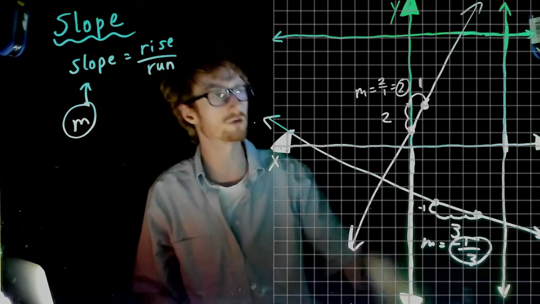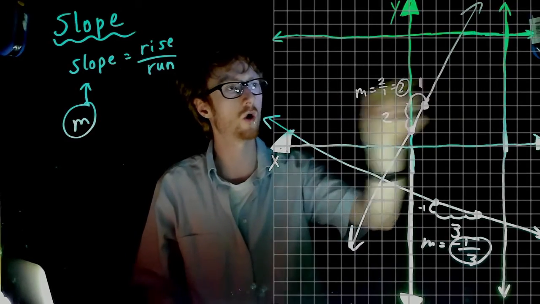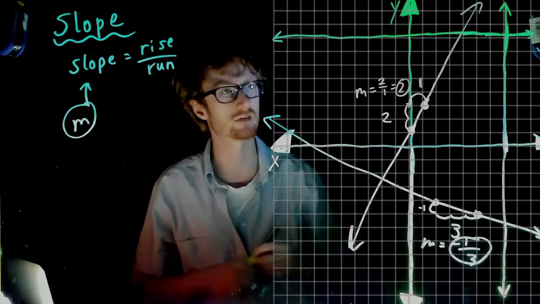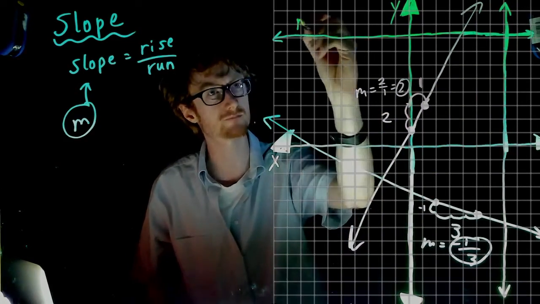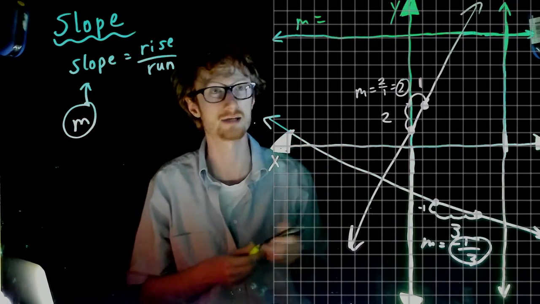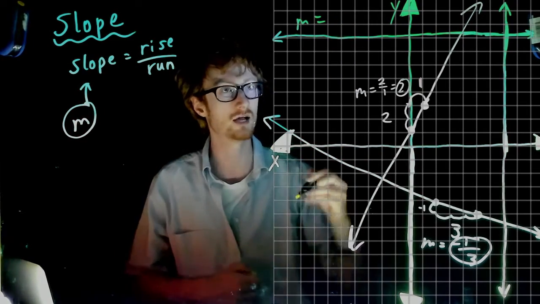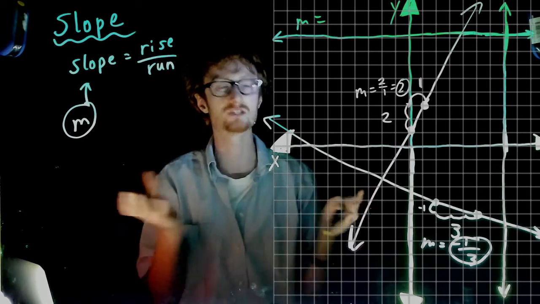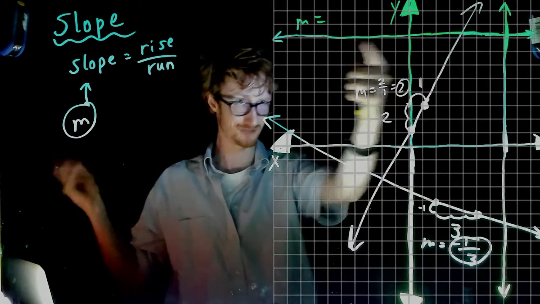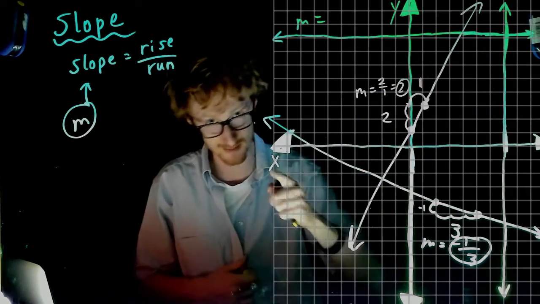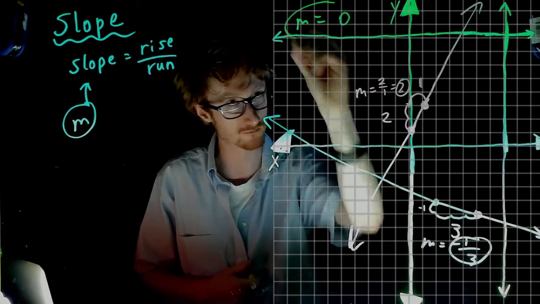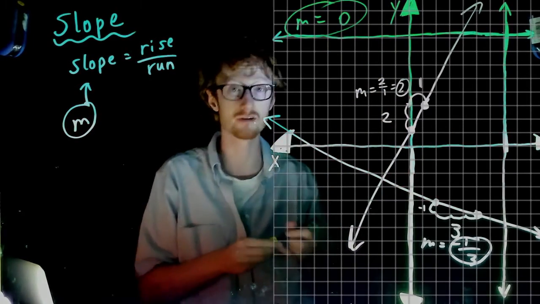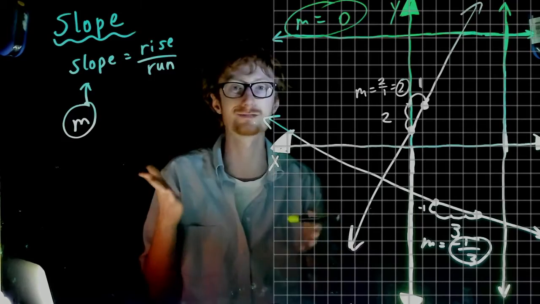But what if you have these two anomalous ones, this one that goes horizontally and this one that goes up and down over the side? Well, this one, if you think about it, there is no rise because it's just a level playing field. So there's 0 rise over a run of just forever. 0 divided by anything is always going to be 0 because it's a flat line. This has no slope because it doesn't rise or fall.